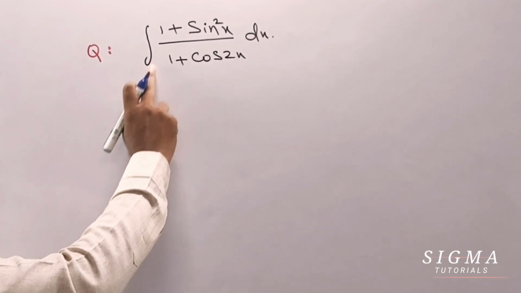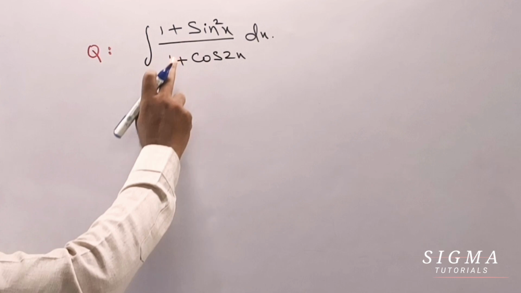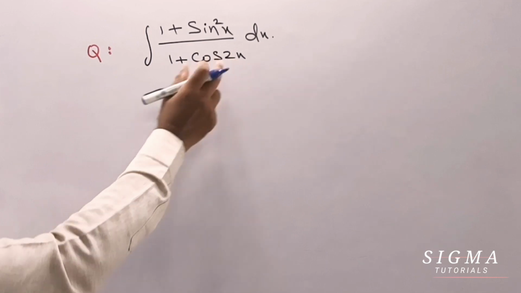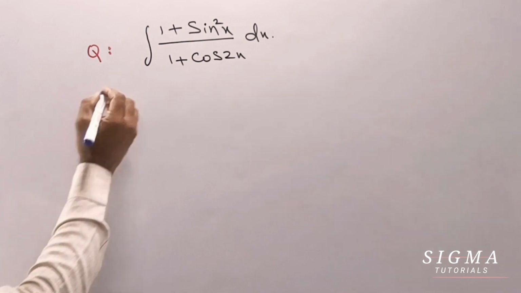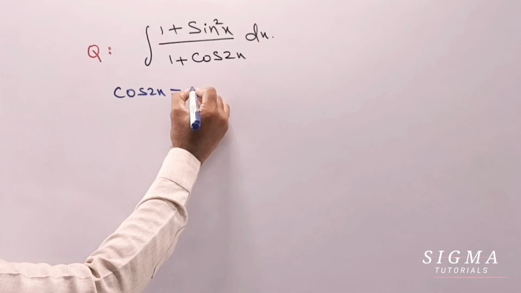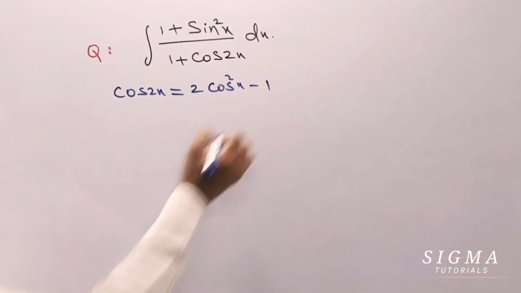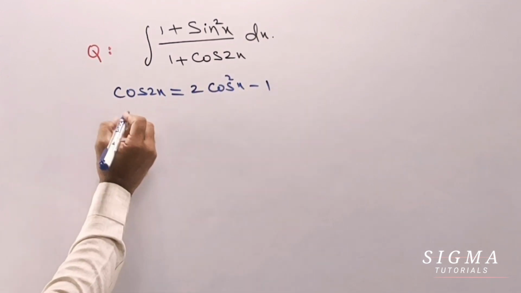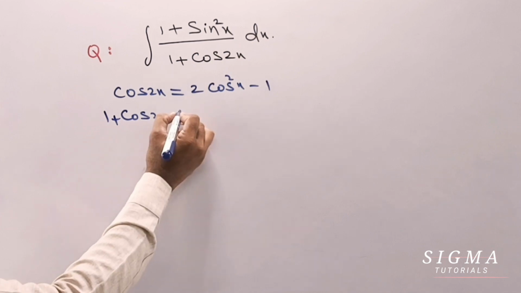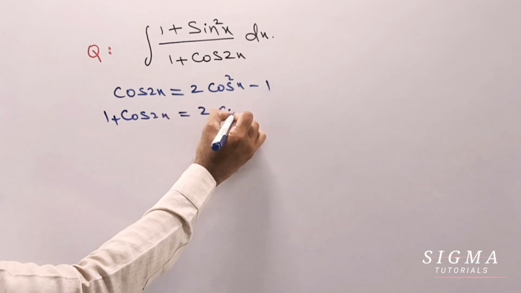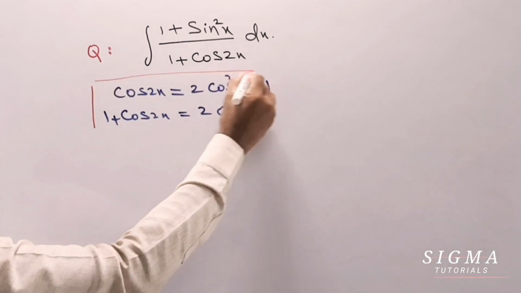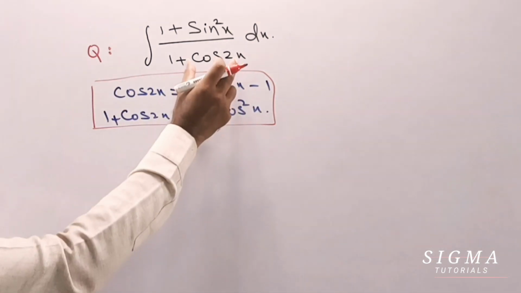Our next question is the integration of 1 plus sine square x over 1 plus cos 2x dx. Here, if you remember, we have one beautiful formula, that is cos 2x equals 2 cos square x minus 1. If we simplify this, we get cos 2x, and this minus 1, if I shift it here, it will be plus 1. Then the remaining will be 2 cos square x. We will now use this formula over here.